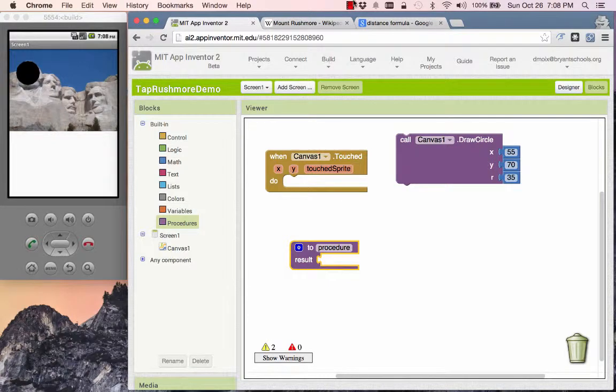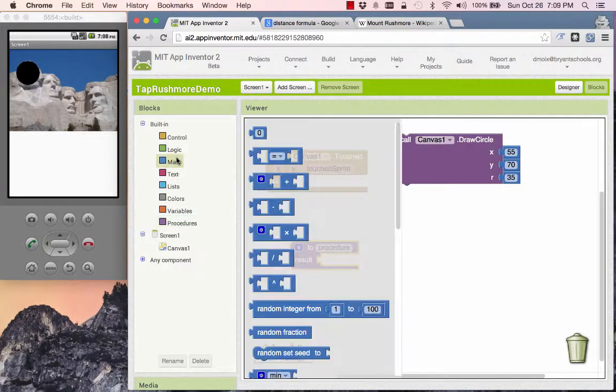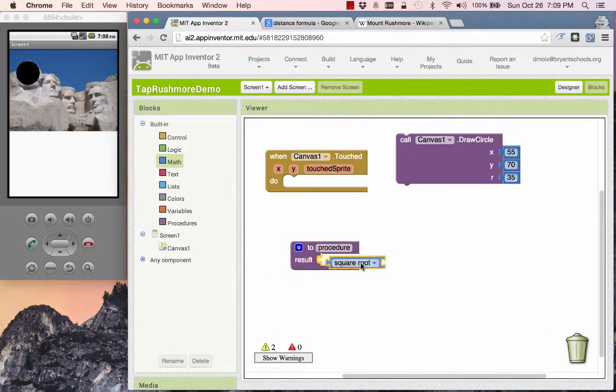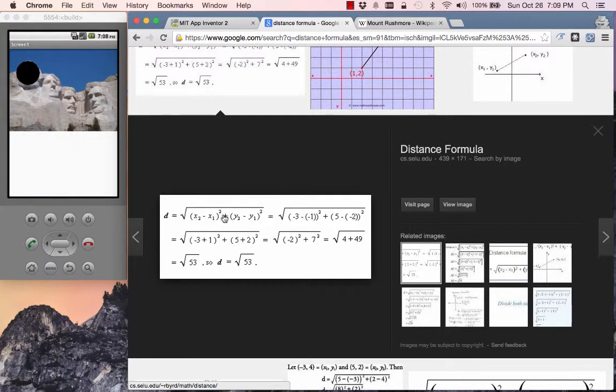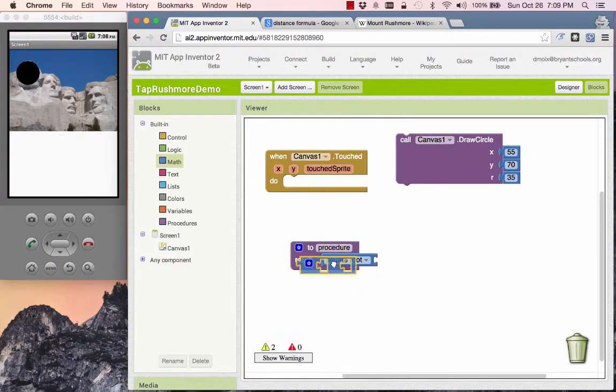So drag that out. Looking at our formula, it says the biggest part is the square root. So I can for sure come into math and find square root. And now the next biggest part is a plus. So we're going to take the square root of the sum of two things. So we're going to go to math and get us a plus.